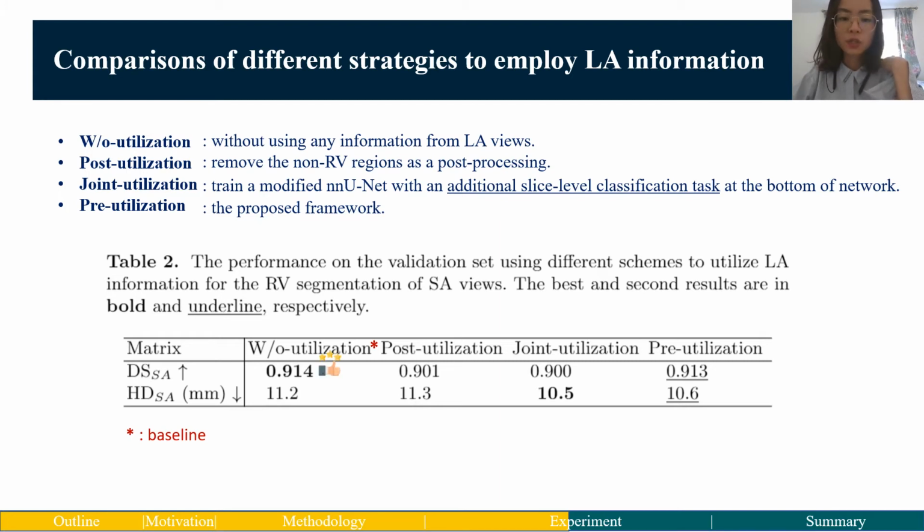One can see that though the WO utilization strategy obtained the best DICE score, it performed slightly worse than the joint and pre-utilization schemes in terms of HD. The post-utilization scheme did not present any advantages compared to the baseline, and the joint utilization strategy tended to decrease the DICE score. Therefore, we argue that the pre-utilization scheme is the most reliable and robust among all these strategies.